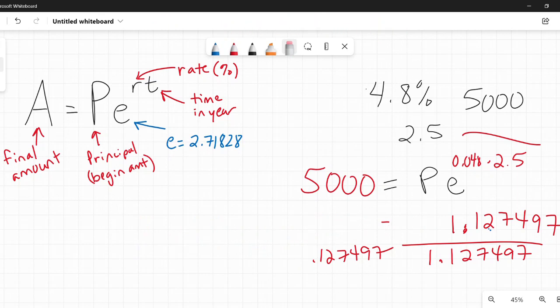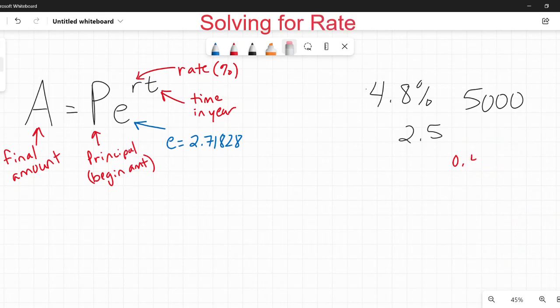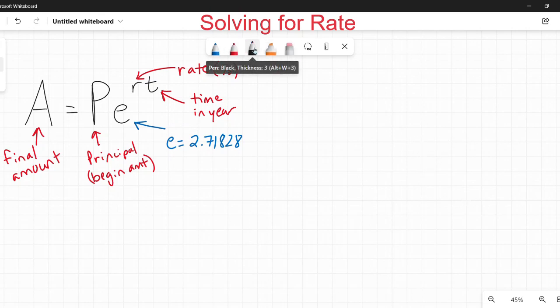Okay, next one on the list is going to be solving for the rate. And this is where it gets a little tricky. Rate and time both are a little tricky, and they're going to bring in logarithms. I don't know anyone that really loves logarithms. They're not a super popular thing. I'm with you. I totally agree. Not my favorite either. But we got to do it.